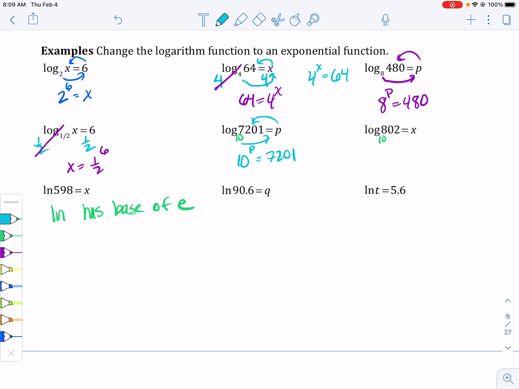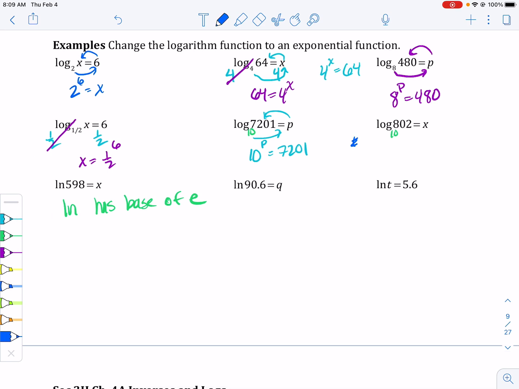Okay. Or you could have done 10 to the power, so 10 to the log base 10, these undo each other, so that leaves us with 802 equals 10 to the x. Okay. Same kind of thing here. When you see the natural log, you should be thinking, oh, my base is e, so I think e, hop to the other side, e to the x equals 598. Okay. Or you can do, okay, well, the base for natural log is e, so I'm going to do e to the power on both sides. So e to the natural log, those undo each other, so 90.6 equals e to the q.